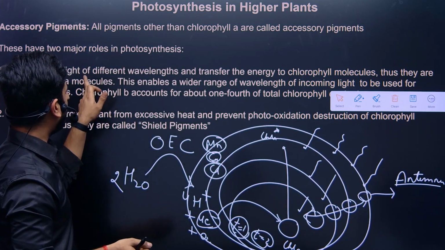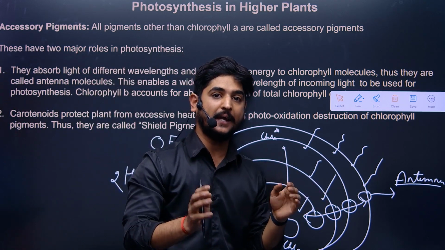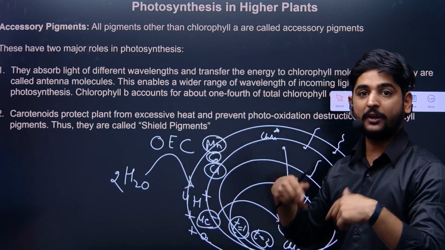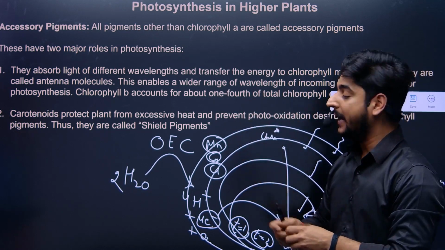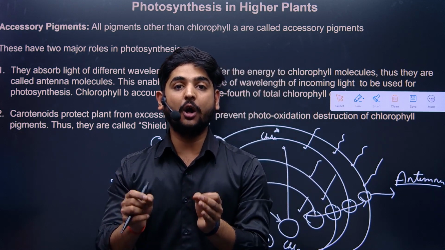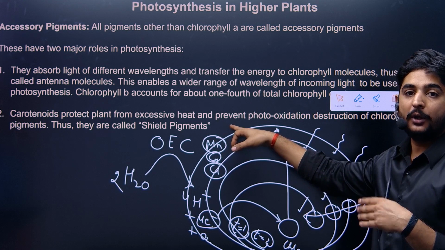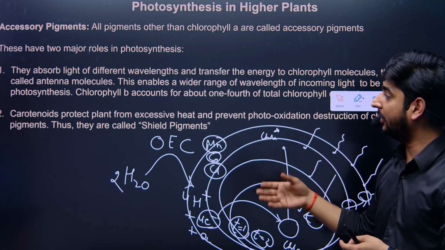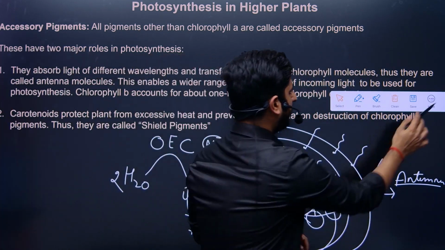So they said that light of different wavelengths is absorbed by these antenna molecules, because chlorophyll A has a particular absorbance. So other than that absorbance, for that wavelength, these molecules, which are antenna molecules, will be absorbing the light, and they will then transfer the energy to the reaction center via electron spin resonance. Okay, they also protect the chlorophyll A from excessive heat and photooxidation, and therefore are known as shield pigments. So guys, moving ahead now.